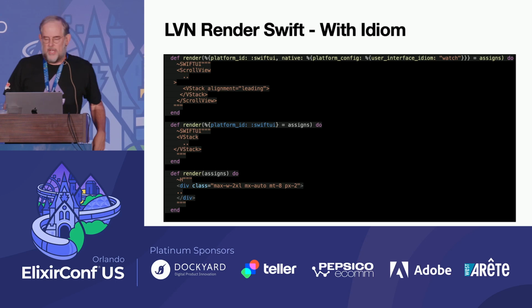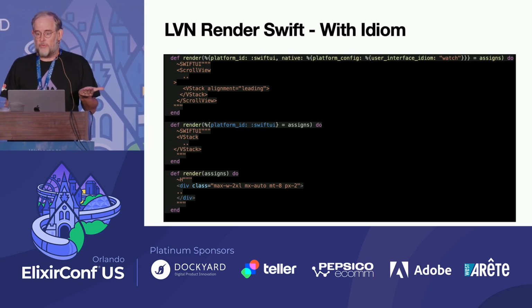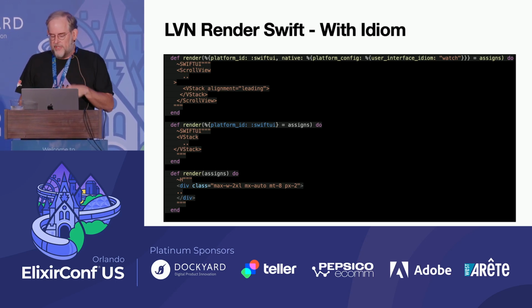So just to show that you can filter out based on if you want something different for watch, for your macOS, for your iPad. I don't know if there's a difference in iPad and iPhone, and then for your tvOS.